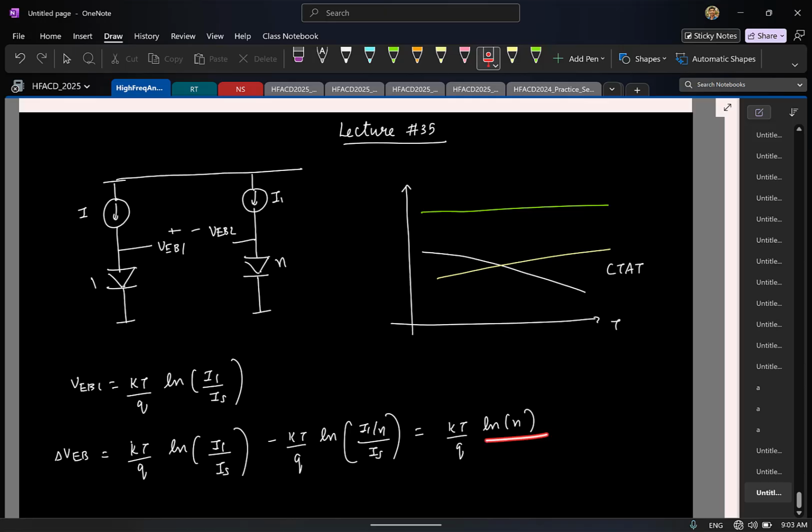So as you see, this N is constant. So as you increase temperature, the difference between the diode voltages increases, and this behavior is what we call PTAT, or proportional to absolute temperature. Now we have two quantities, one that reduces with temperature, another that increases with temperature. So if you can add them with appropriate scaling factors, you can ensure that the slopes cancel and you can get a constant reference.